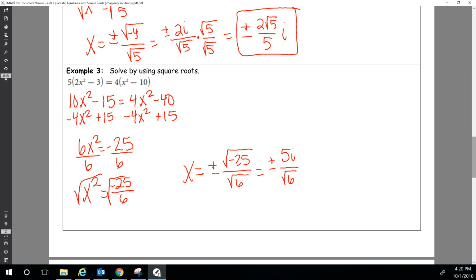But I don't want to leave the square root of 6 in the denominator. So I can rationalize the denominator by multiplying by the square root of 6. So that gives me plus or minus 5 square root of 6 over square root of 6 times square root of 6, which is just positive 6. And then we always put i at the end. And hopefully that made more sense than when we did it in class on Monday.